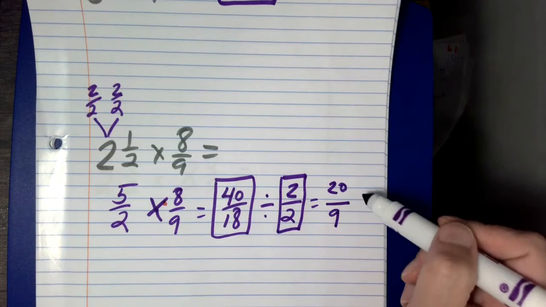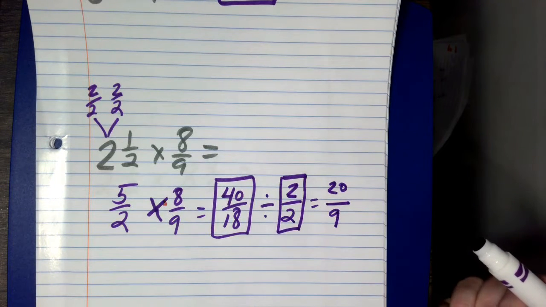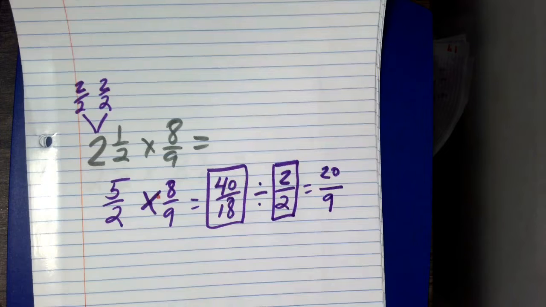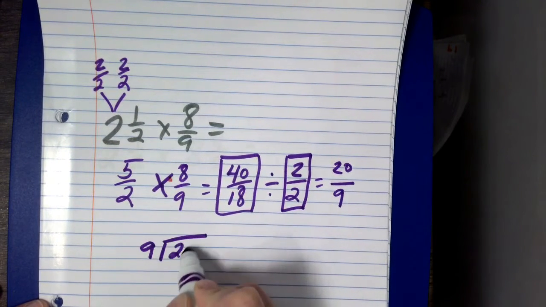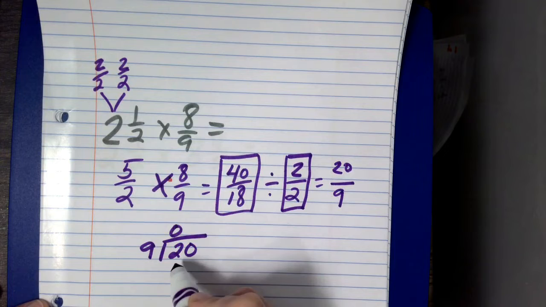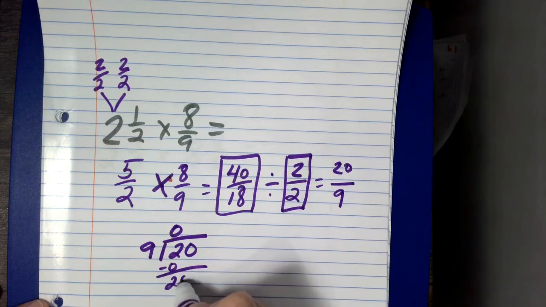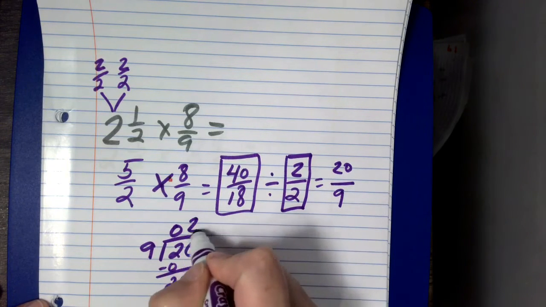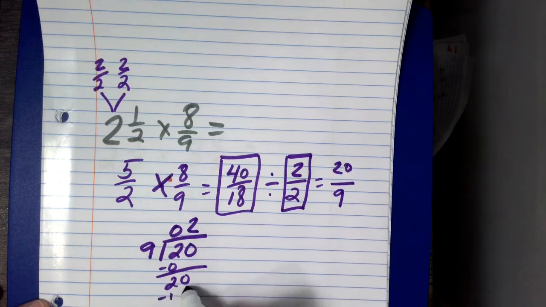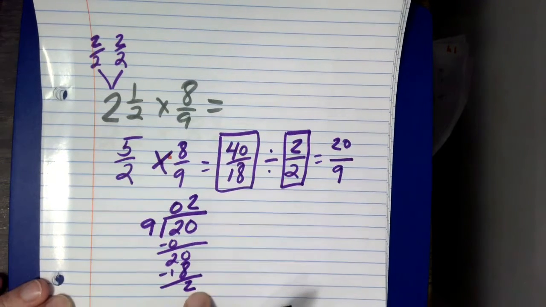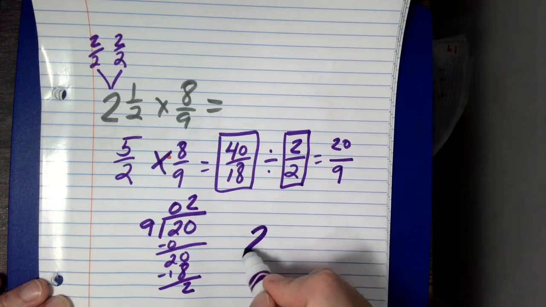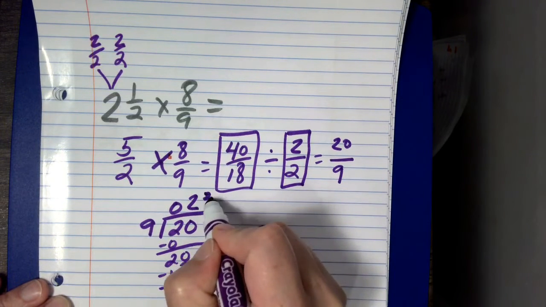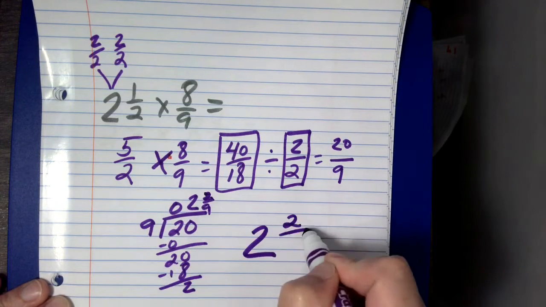I don't know of any numbers that are common between 9 and 20. So I'm going to divide that out to find my whole number answer. So 9 divided into 20. I have 0 for this first part. 9 goes into 20 2 times. 9 times 2 is 18. And I have 2 as my remainder. So this 2 becomes my numerator. So my final answer here will be 2 and 2/9.